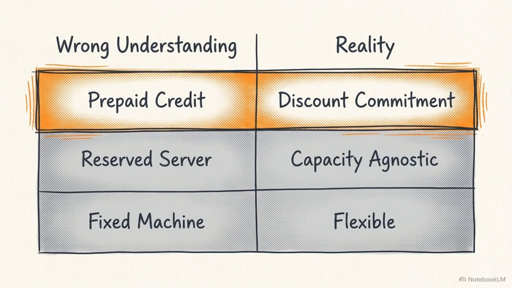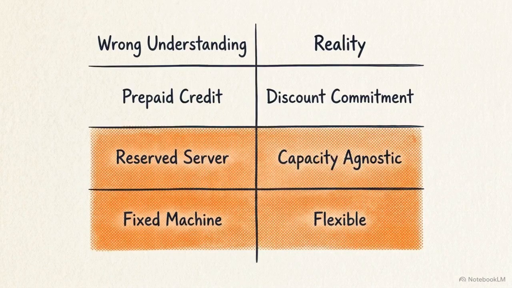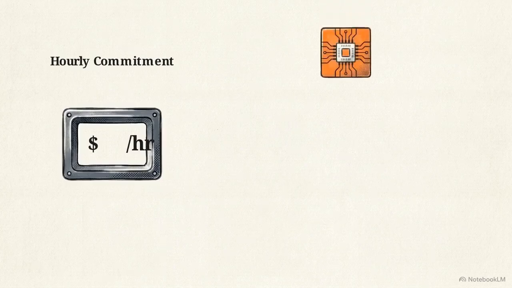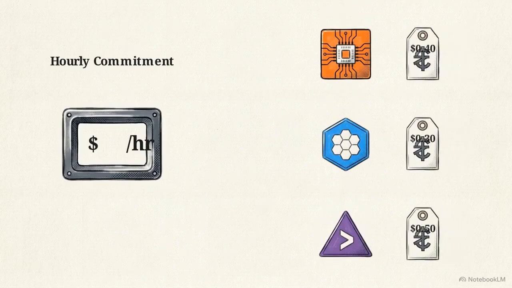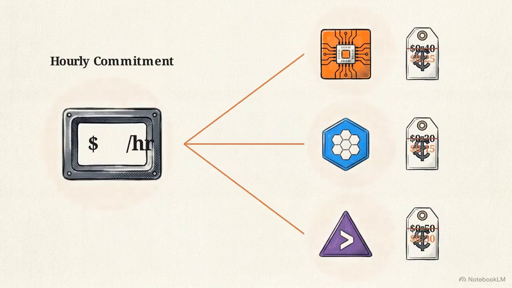Looking at this matrix, we have to clear up some persistent technical myths. A savings plan is not a prepaid block of AWS credit. It does not reserve physical server capacity for you, and it is not tied to a fixed machine. Instead, it is a strict billing discount agreement. You promise AWS that you will spend a specific dollar amount on compute power every single hour. In return for that guaranteed spend, AWS drops the price of the compute resources you actually use.